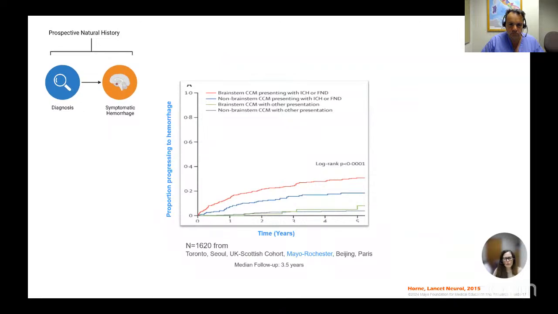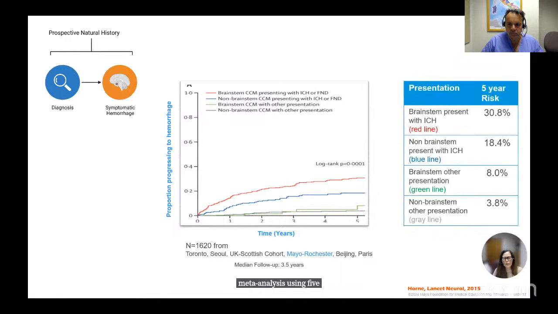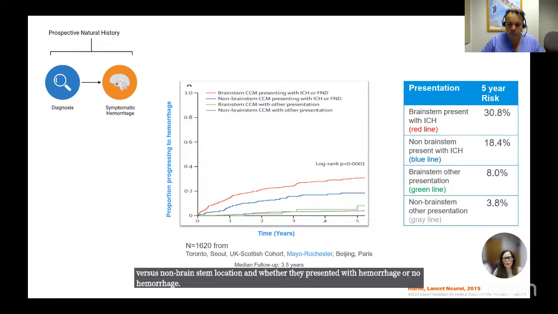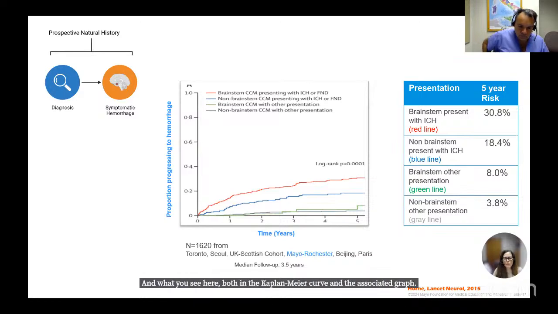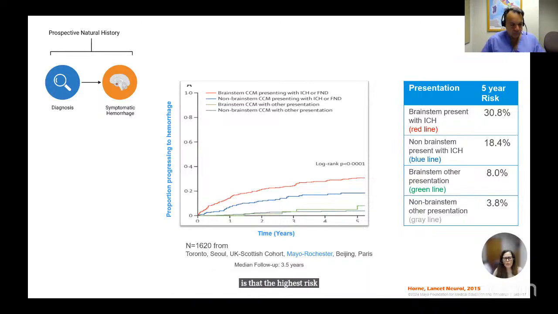So this data is from the Horn meta-analysis using 5 cohorts and looking specifically at brainstem location versus non-brainstem location, and whether they presented with hemorrhage or no hemorrhage. And what you see here, both in the Kaplan-Meier curve and the associated graph, is that the highest risk of another hemorrhage is those with the brainstem location that initially presented with hemorrhage.